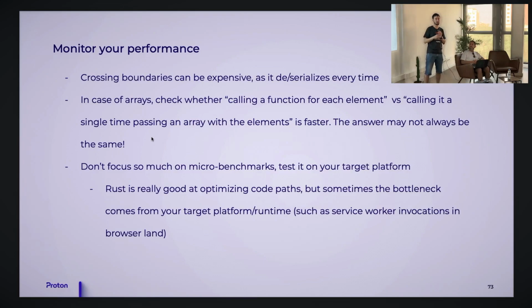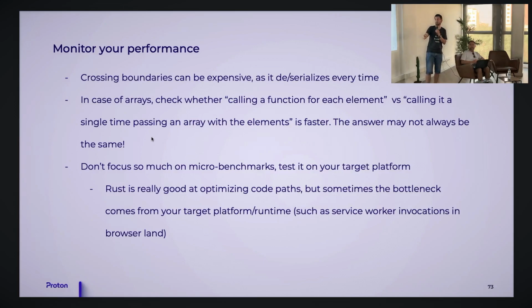And I think, if I remember correctly, the speedup was about 4 times or 5 times. So by sending one big chunk from the front end to the service worker, and on the service worker spawning one async job for each password, it was really, really faster. So make sure to monitor your performance.